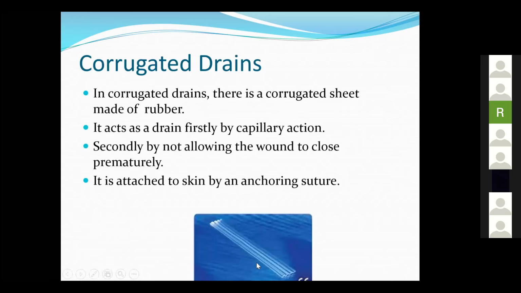This is how the corrugated drains are, that it has an elevation. It is like a piece. You can cut it if the wound is thin. It has one edge elevated, and there is a dip, and then elevation and dip, and fluid keeps coming out through the depressed areas.